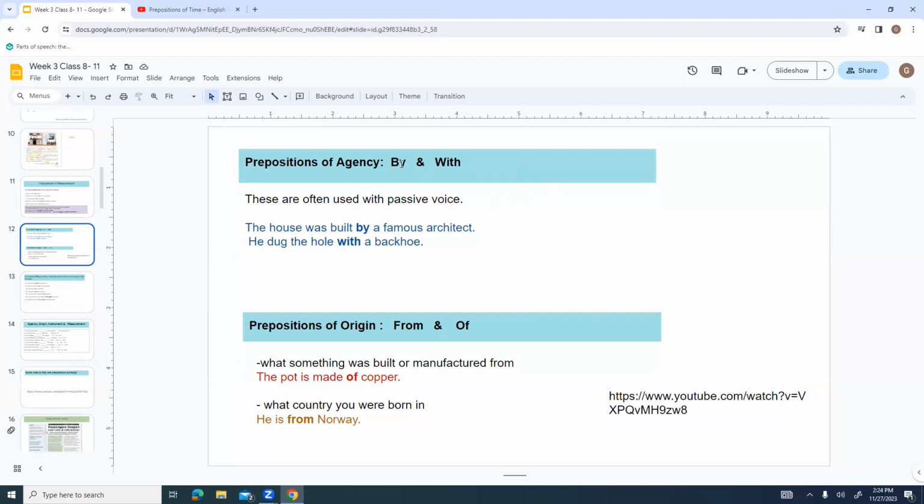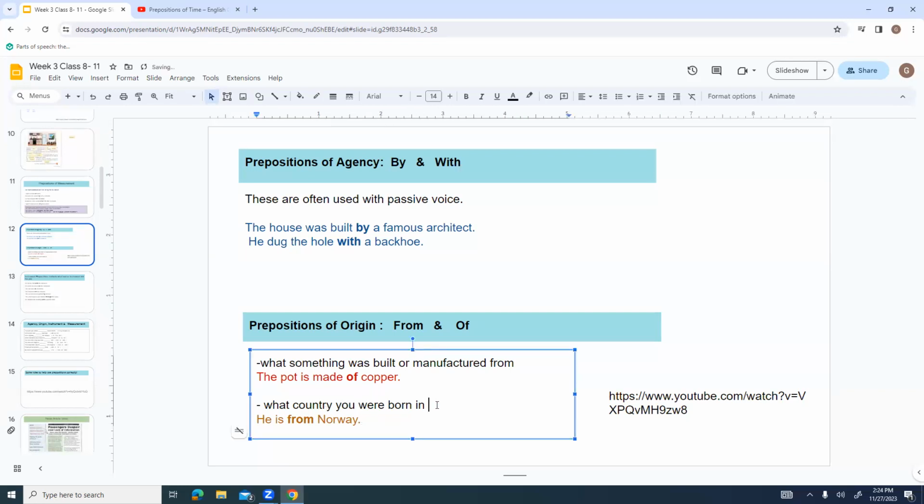Prepositions of agency, there's only 2 of them, by or with. They're often used in a passive voice, like the house was built by a famous architect. He dug the hole with a backhoe. And then you've got prepositions of origin, like where something comes from. The pot is made of copper, or he is from Norway. Not just people, things could be from a place, like, trying to think of special food. This sauerkraut is from Germany. Okay. It's just explaining the country from which you were born in, or an item came from.